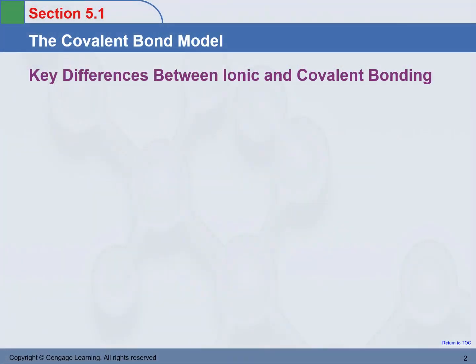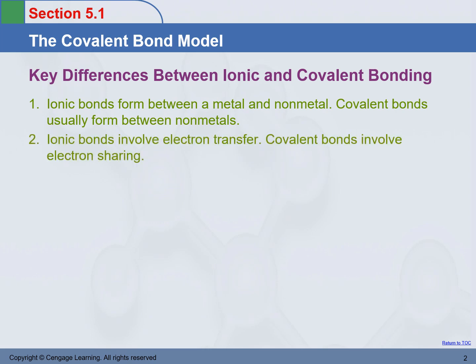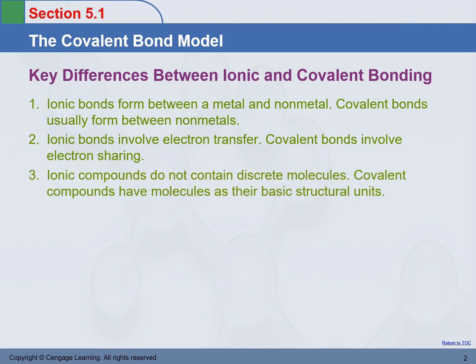Before we talk about the formation of a covalent bond, let's briefly go through the key differences between ionic and covalent bonding. Number 1, ionic bonds: metal, nonmetal. Covalent: both nonmetals. Ionic: electron transfer. Covalent: electron sharing. Ionic compounds do not have molecules. Covalent compounds, however, always have a few atoms combined together to form a new particle unit, which is called a molecule.